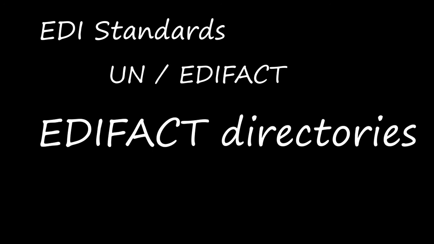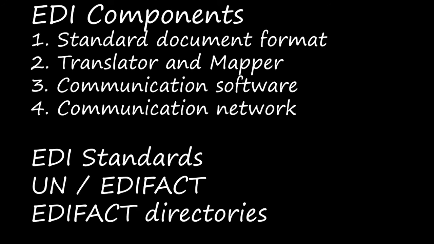So today we have seen about EDI standards, right? Before that we saw about EDI components. What are the major components of EDI? Standard document format, translator and mapper, communication software, communication network, right? And then we saw about EDI standards. EDI standards is the main thing in EDI. And then we saw about UN/EDIFACT, that is United Nations Electronic Data Interchange for Administration, Commerce, and Transport, right?